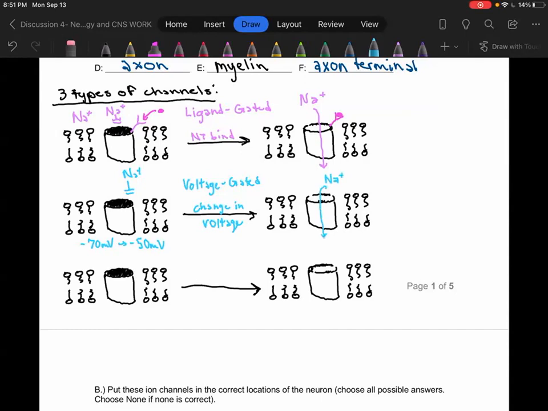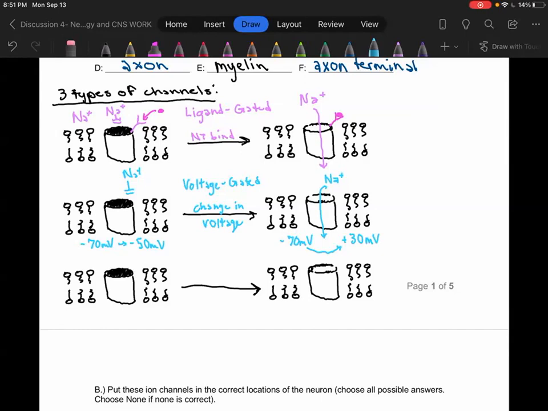Now, when that sodium moves into the cell, we're going to have another voltage change, and we'll look at this more in depth in just a little bit. But sodium is going to cause the cell to become more positive. So for example, it could depolarize to like positive 30 millivolts, and we'll look at that more specifically in a little bit.